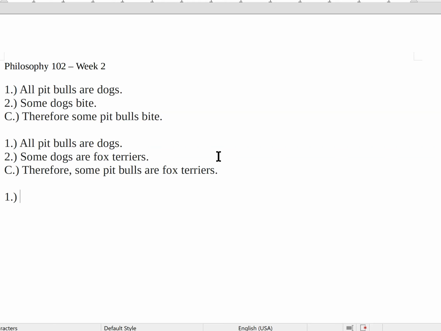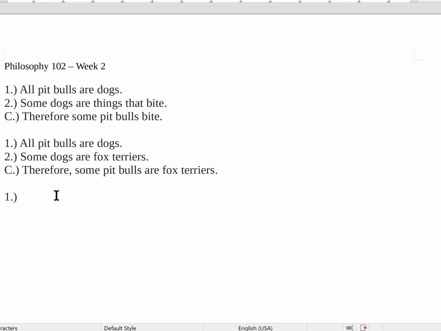When we take out the nouns in here, right? Pit bulls, dogs, fox terriers, biting. Let's make this a bit more grammatical. Okay, so now we're describing actual categories of things, right? Things that bite. So they're more similar. And we'll talk about why I did that much later in the class.